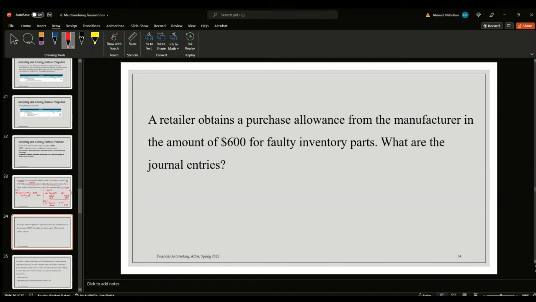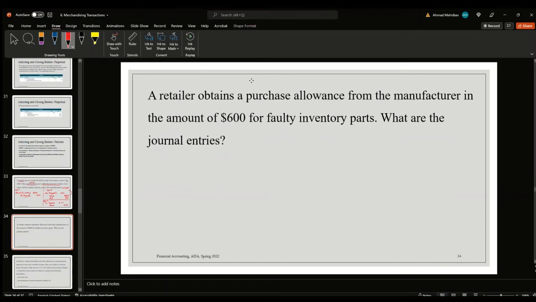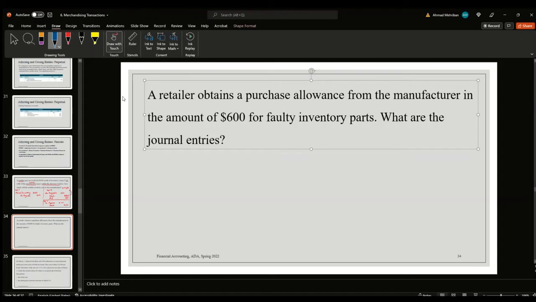Let's move on to the other exercise. Again, give it a shot and we will do it together. So give it a pause. Once you've tried or given it a try, let's try to solve it together. I hope you've already done it. Now, a retailer obtains a purchase allowance. So we're talking about the purchase allowance. Again, it's all from the perspective of a retailer. Just like in the previous exercise, all of the entries are from the perspective of the retailer.